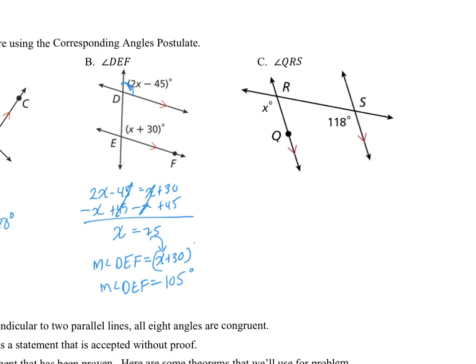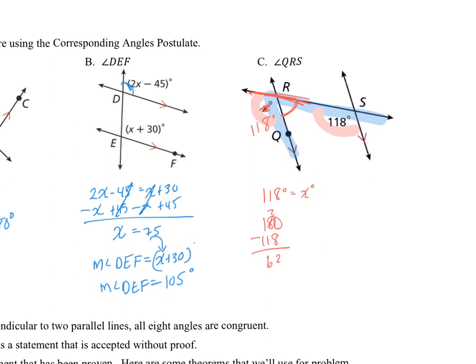Okay, this next one is a two-step problem. So it's asking us to find the measure of angle QRS. Well, I see that we have a couple corresponding angles. Since these are corresponding, then 118 degrees is equivalent to x degrees. Okay, and so if that's 118 degrees, and these are on a straight line, what's the measure of this angle QRS? Well, since it's a linear pair, we would do 180 minus 118, which is 62.